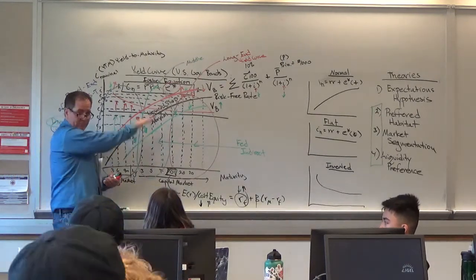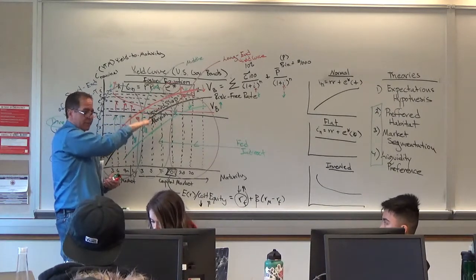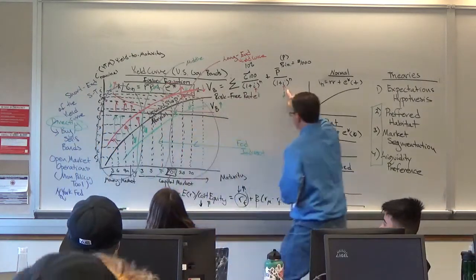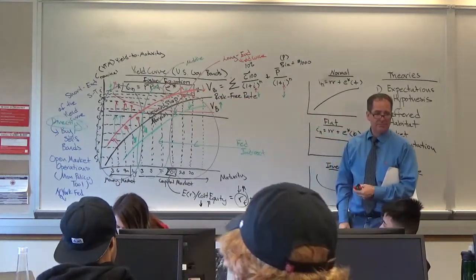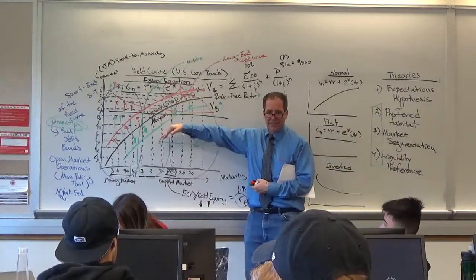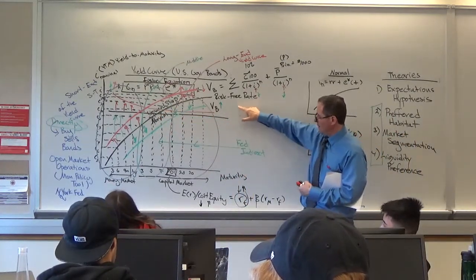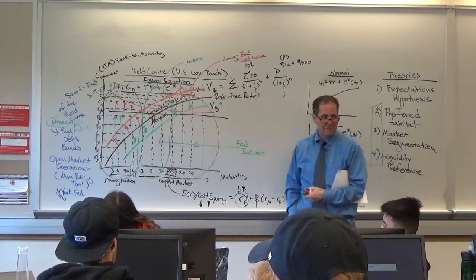So if the yield curve shifts up and interest rates shift up, then bond prices are going to go down. And if the yield curve and interest rates shift down, then bond prices are going to go up. Okay?